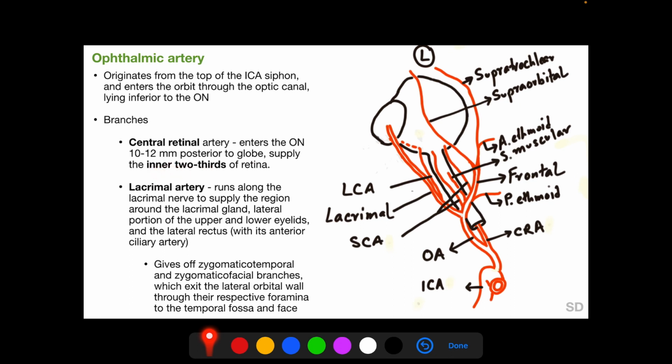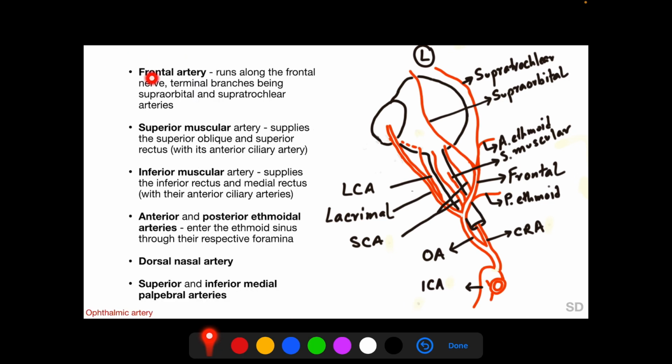The lacrimal artery runs along the lacrimal nerve to supply the region around the lacrimal gland, the lateral portion of the upper and lower eyelids, and the lateral rectus muscle along with its anterior ciliary artery. So the lacrimal artery contributes to the blood supply of the anterior segment of the eye, and the lacrimal artery gives off the zygomaticotemporal and the zygomaticofacial branches, which exit the lateral orbital wall through their respective foramina to the temporal fossa and face respectively.